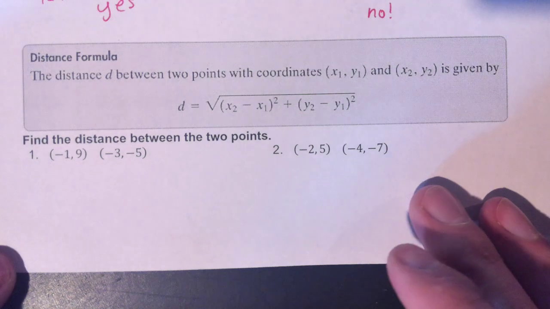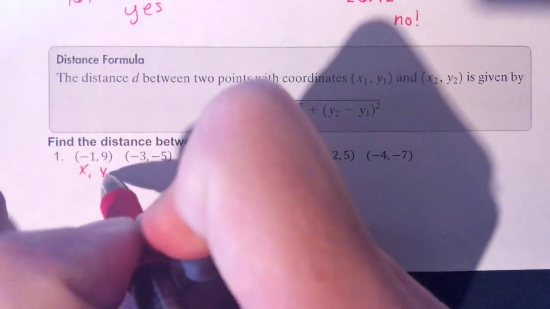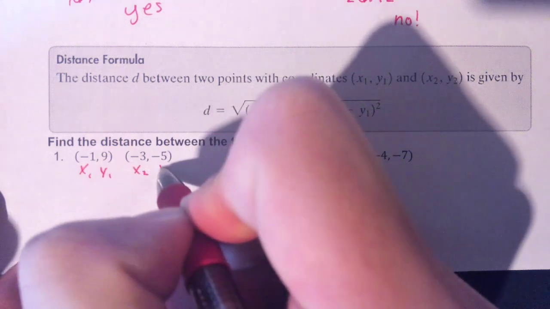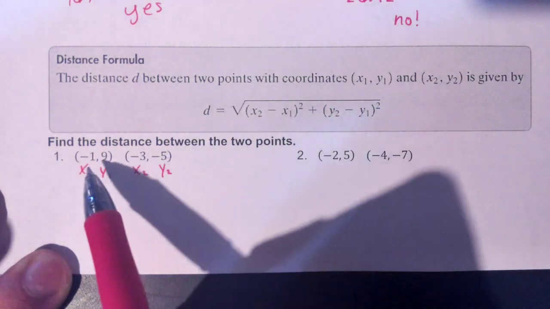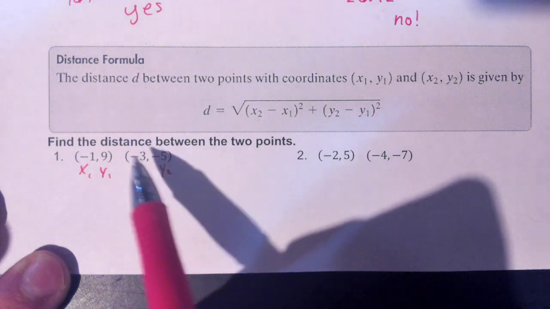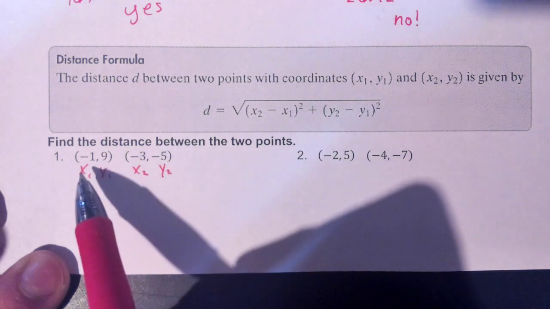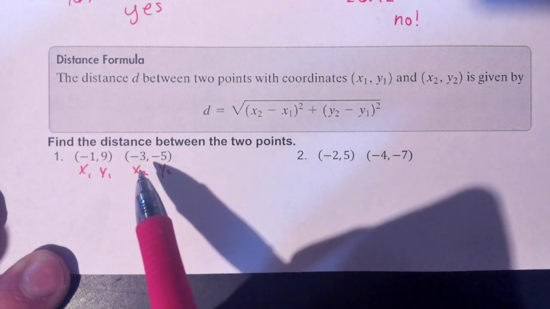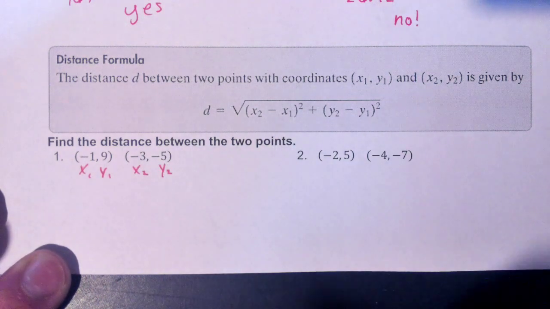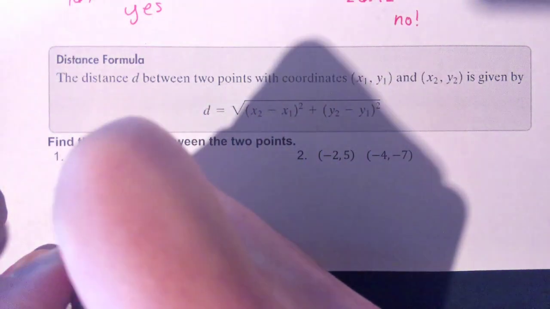The first thing you're going to do is label your points x1, y1, x2, and y2. And just remember that the ones have to be together and the twos have to be together. So I could have named this point x1 and y1 and that point x2 and y2. It doesn't matter. Just x1 and y1 have to be together and x2 and y2 have to be together. And then all I have to do now is just plug it into the formula. It's not difficult.